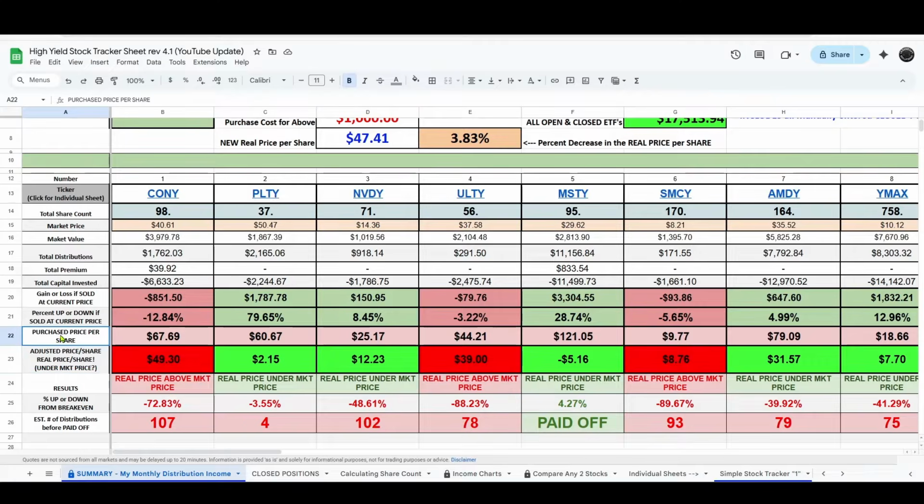Not so much the actual purchase price per share, right? Yes, I have an average purchase price per share on PLTY of $60.67. But when I add in my distributions and everything, you can see I have an adjusted price per share of $2.15. So to me, that's why this number here is more important, because I really don't care about that purchase price per share. That's just the average at what I purchased them at. But since we do earn those distributions, that's going to offset this number. And you need to understand how much that offsets that number by. And that's what this number gives you.